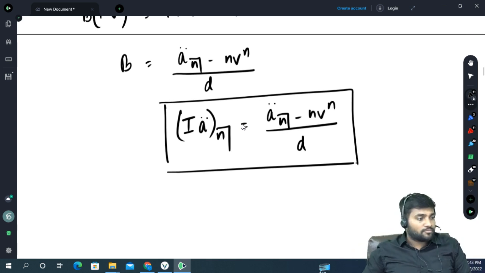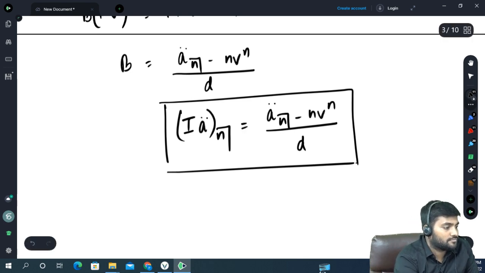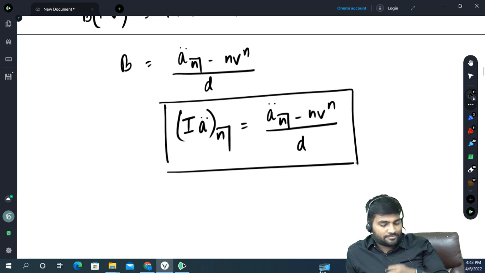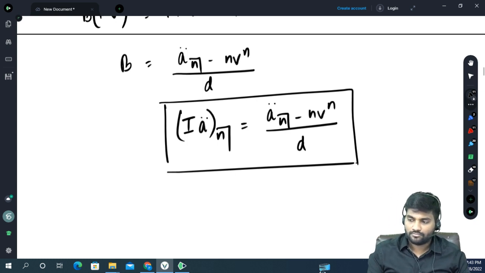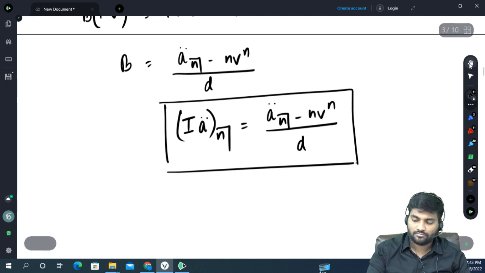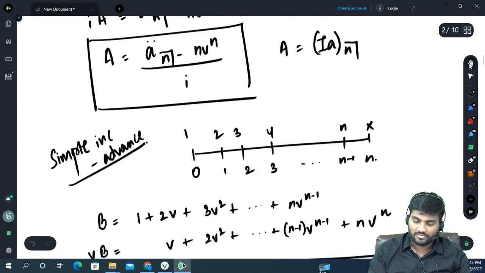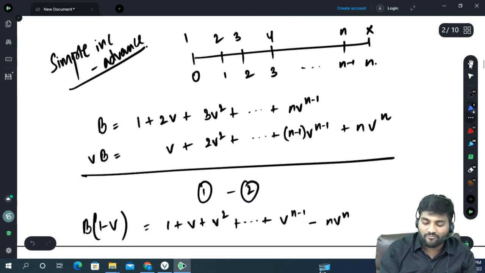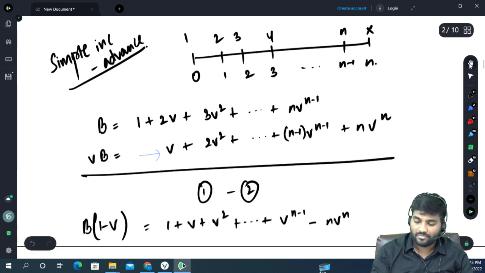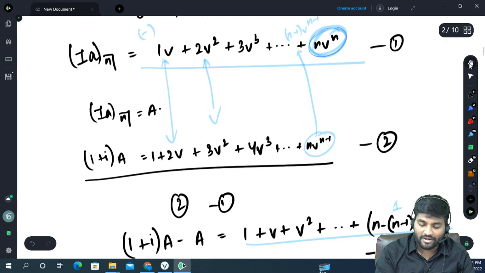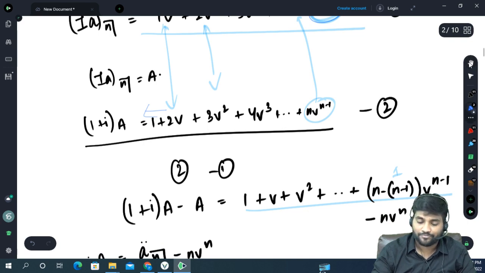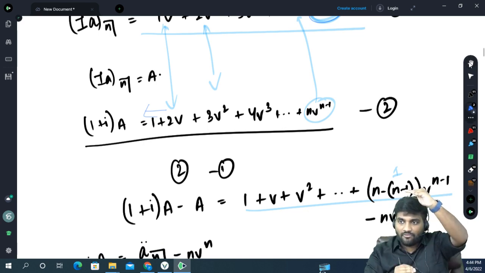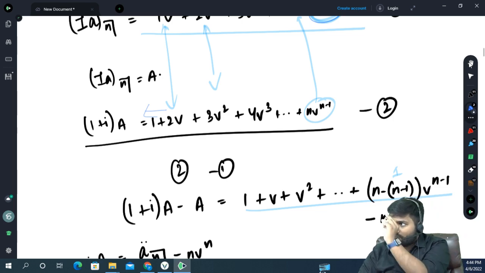Is it clear? Yes or no? Okay. Clear, all of you? In this, we have moved the terms and we have written. And here, we have forwarded the terms. Right? Why? Because we need to match. Why have we forwarded the terms? Because we need to match v with v, v square with v square, and so on.